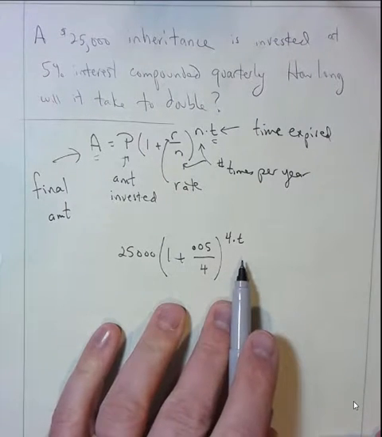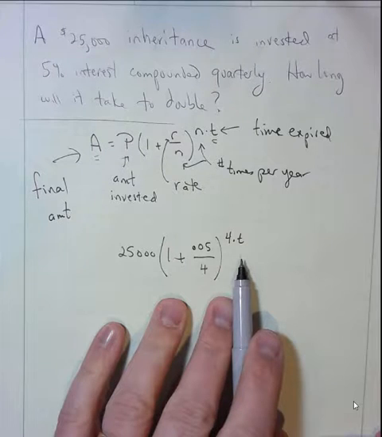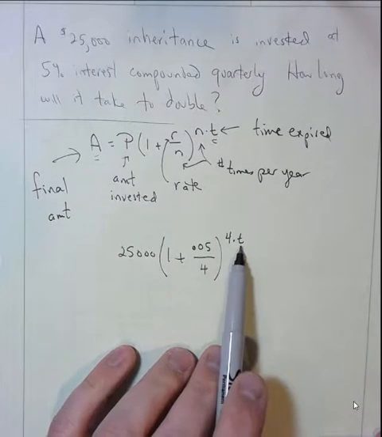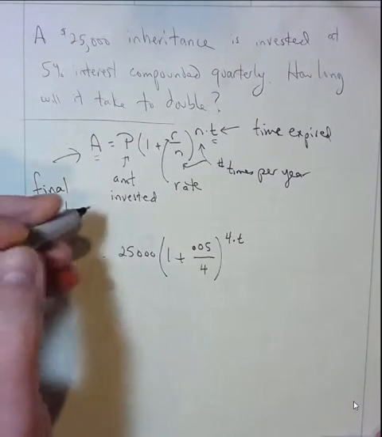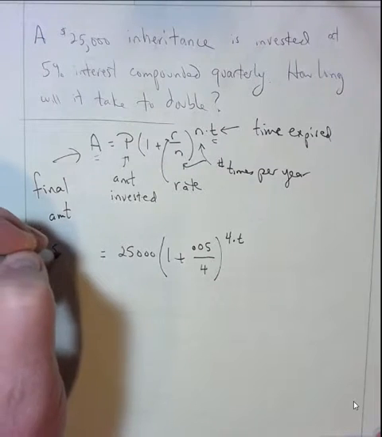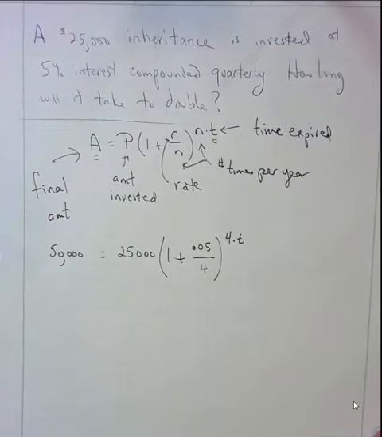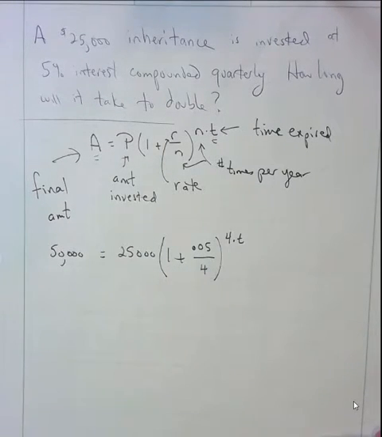We don't know the time expired. In fact, that's the question. How long will it take? That means we're looking for T. How long will it take for the investment to double? Well, if the initial investment was $25,000 and we want it to double, we are looking for this scenario. So the rate and the compounding period and the initial investment are givens, and then there's this pair of time gone by versus final amount, and you can provide one and ask for the other either way.